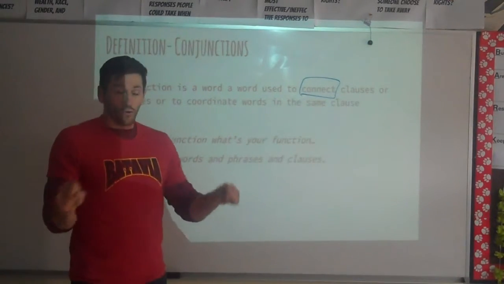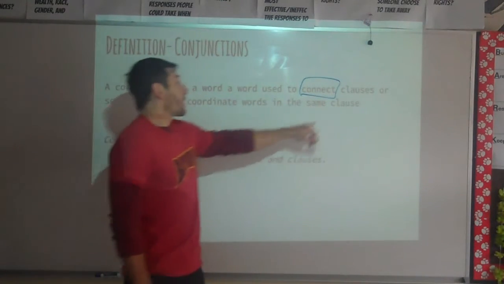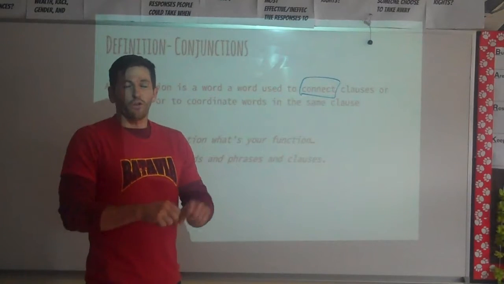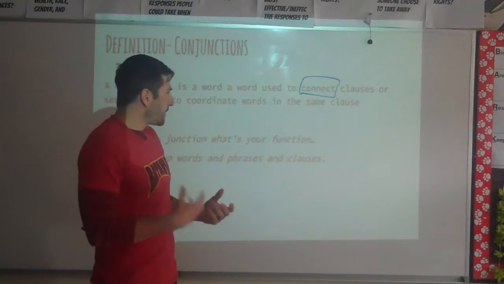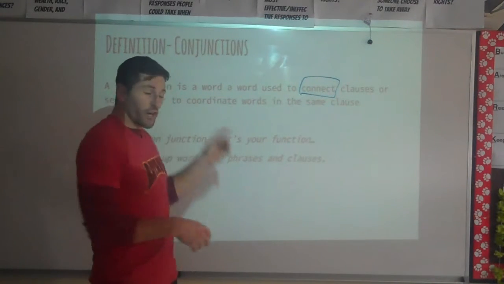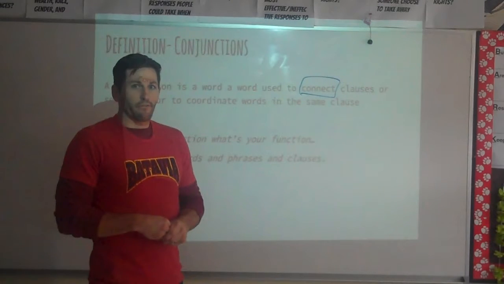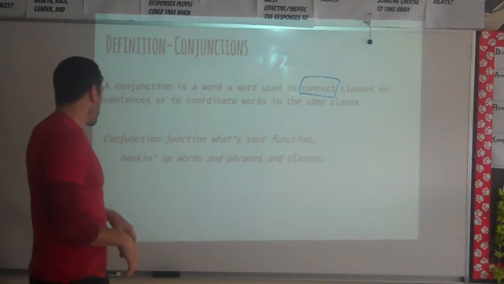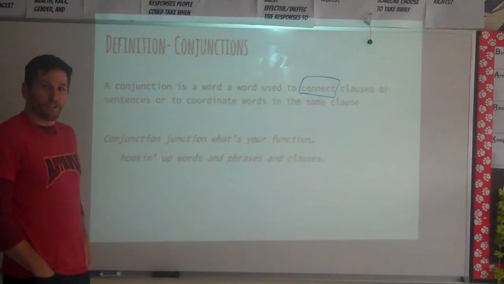So whether it's individual words like Bob and Sarah or clauses, and so even though we haven't talked about clauses yet, clauses we're just talking about longer parts of a sentence, something that sounds as if it might even be able to stand alone. Sometimes we use these conjunctions instead of a period to make for more interesting and diverse and longer sentences. So conjunction, junction, what's your function? Hooking up words and phrases and clauses.